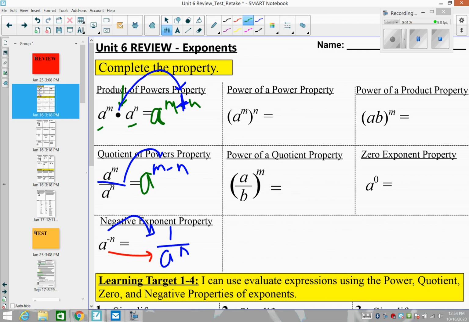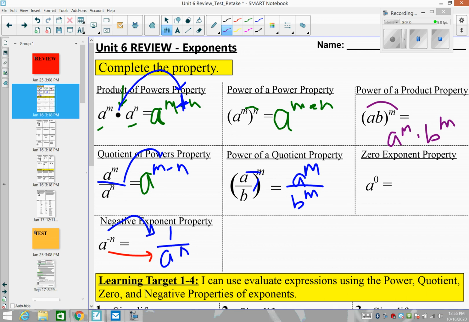Power of power property, it's essentially kind of like the distributive property. It becomes a to the m times n. So this is multiplication here, a to the m times n. And likewise, when we have a quotient, we distribute, it becomes a to the m divided by b to the m. And then power of a product property, we distribute, becomes a to the m times b to the m. So the m goes in twice there.